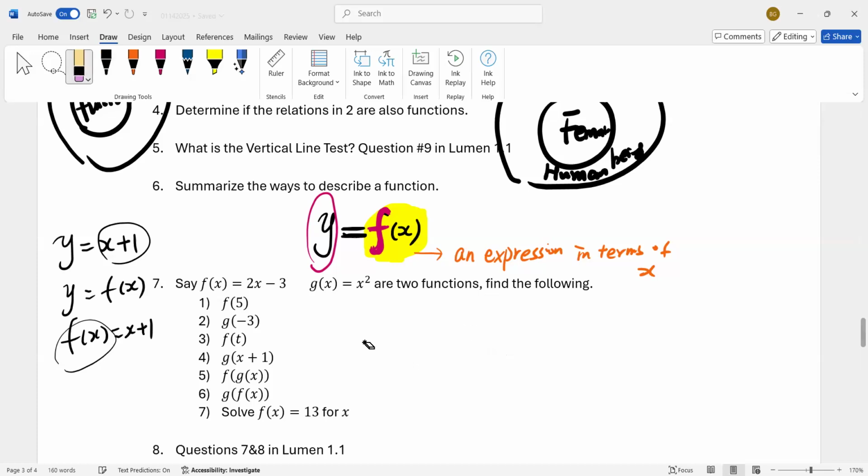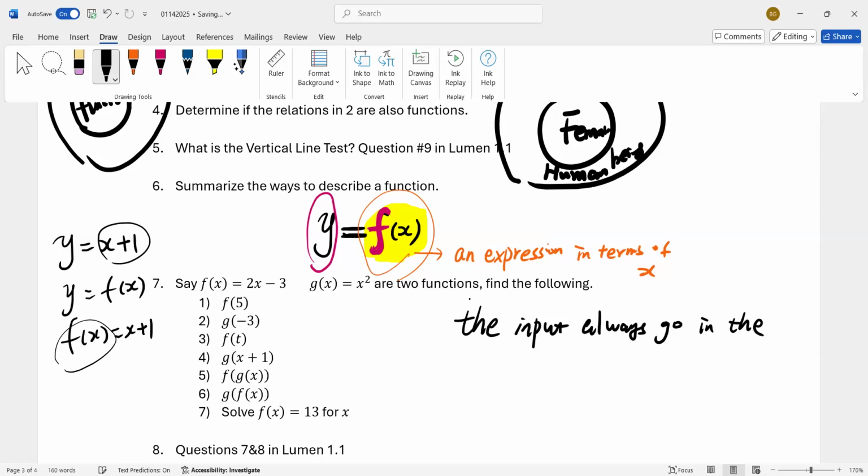Okay, so one important thing you want to know is f of x here is an expression in terms of x. And the parentheses right next to f, in the parentheses, we always have the input, okay? The input always goes in the parentheses, goes in here, that's the input. Okay, I think the best way to explain what I'm trying to tell you here is to look at the example, all right? Let's look at example 7.